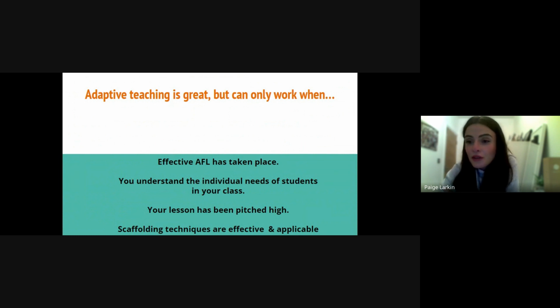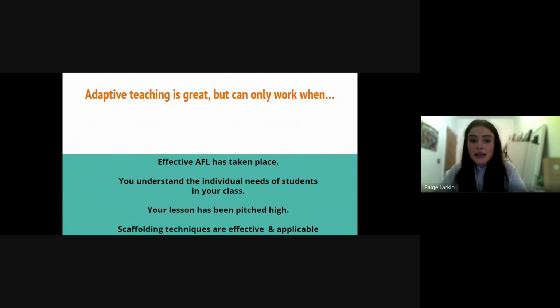I also think it's absolutely crucial, and this goes without saying, really, doesn't it, that you understand the individual needs of the students in your class. Again, how can you adapt for the class that are sat in front of you if you don't know them? It's going to be really, really hard. Now, if you've only just taken on a group, obviously that can take weeks to actually get to know them properly. But once you do know them and you know the needs of the students in front of you, then obviously adaptive teaching can happen then, but only when you know your kids.